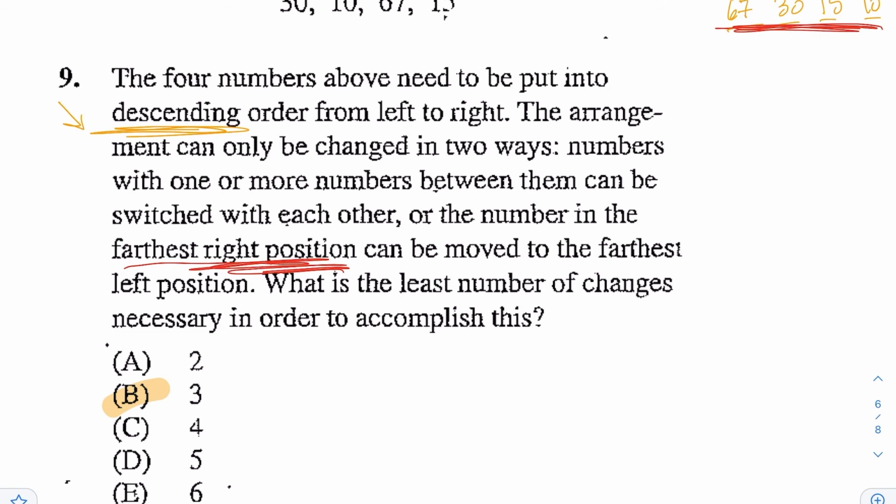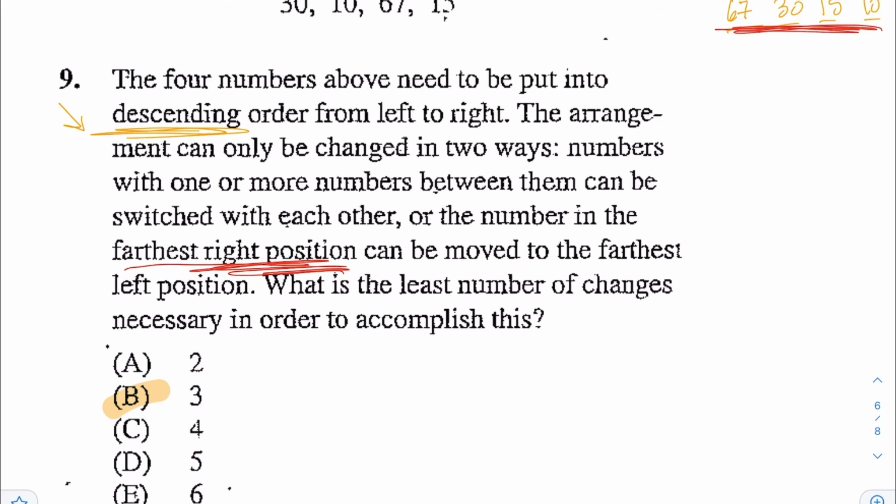And from here, you can switch and again, we actually end up with the same issue, so that's not good. So I have to use some combination of both of these. So after using a combination, for example, if you were to switch the first and the last one, 30 and 15, using the first rule, you'll have 15, then 10, 67, and 30. So that makes 15 to the left of 10, which is good.